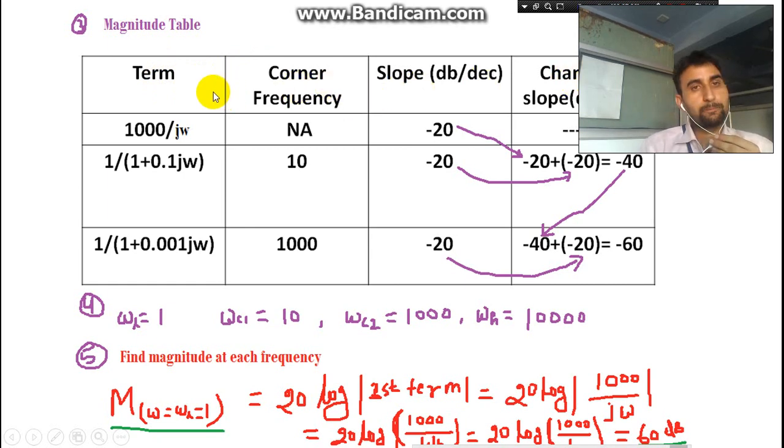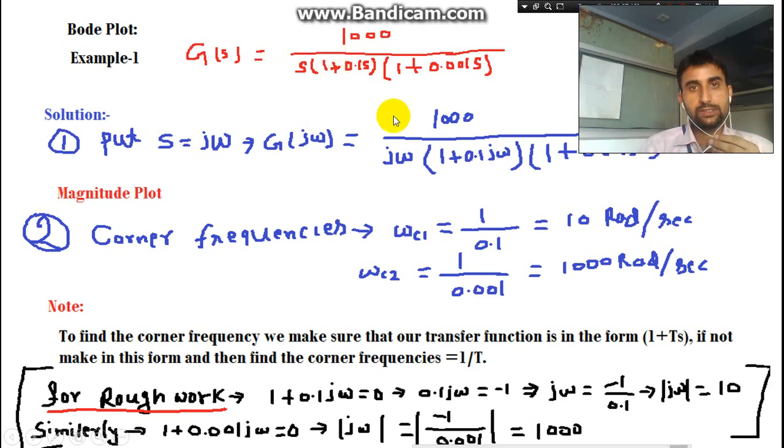So how will we decide the term? This is the important part, deciding the terms. So this is the transfer function. Make sure that the first term will always include the constant, like 1000 or a, b, c, whatever comes over here. If it is 1000, it will always include this 1000, along with the individual term of s, like 1000 divided by s will be the first term.